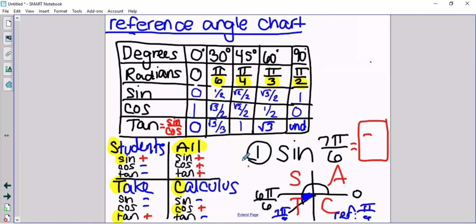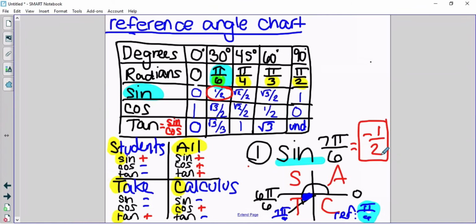I'm going to highlight on here. And I go to sine. And I go to the reference angle of pi over 6. And I say, what value matches up with that? And the value that matches up with that is 1/2. So my answer is negative 1/2.